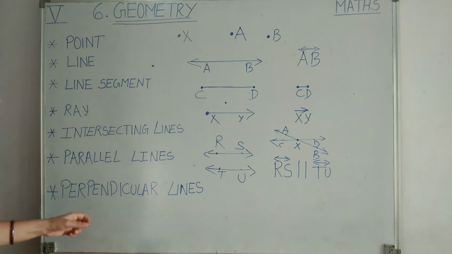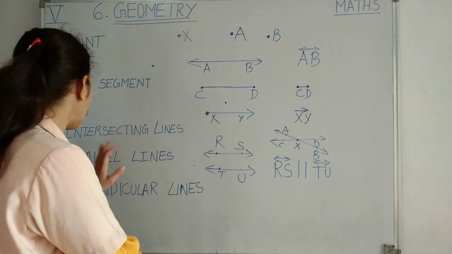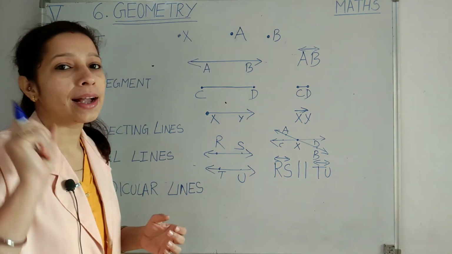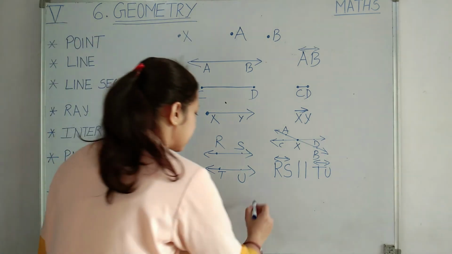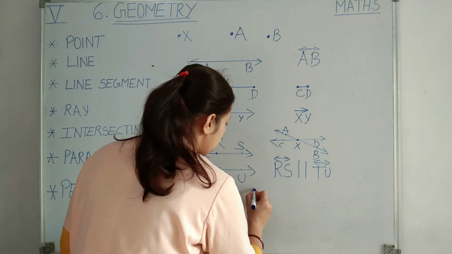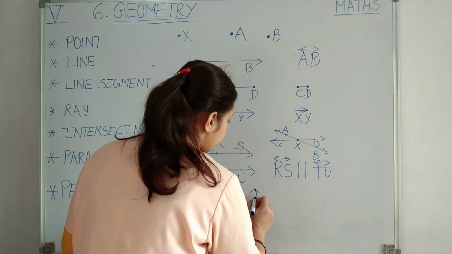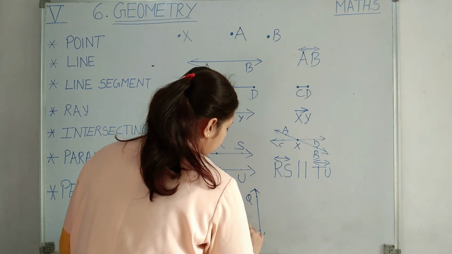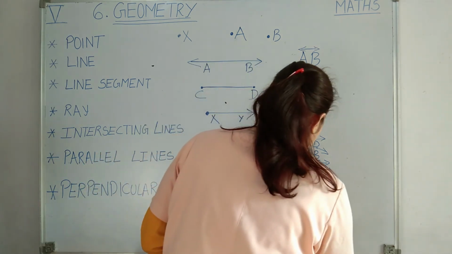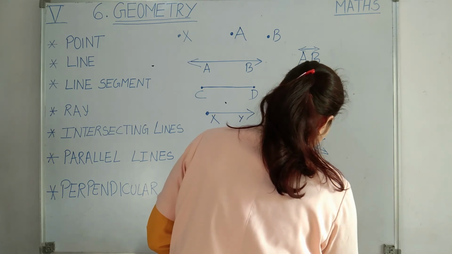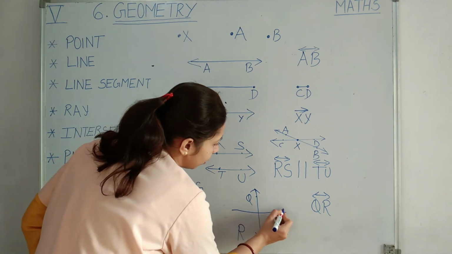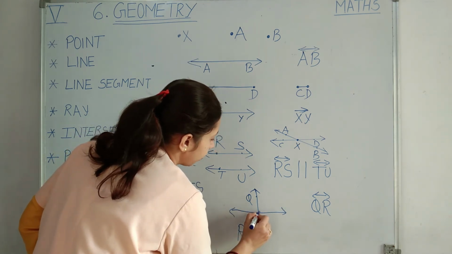Okay students, now let us talk about perpendicular lines. What do you mean by perpendicular lines? Perpendicular lines are also intersecting lines, but when they cross each other they form an angle of 90 degrees. Okay, let us see. Suppose this is line QR. First let me write its name. Its name is QR, line QR. Got it? Now again I have drawn one line which is intersecting it at point O.